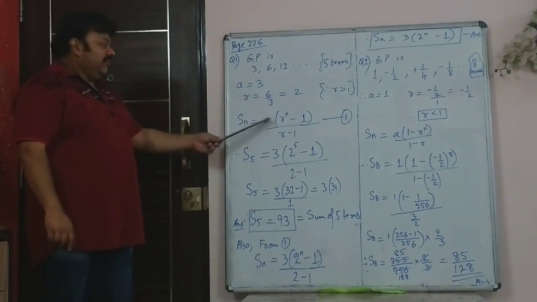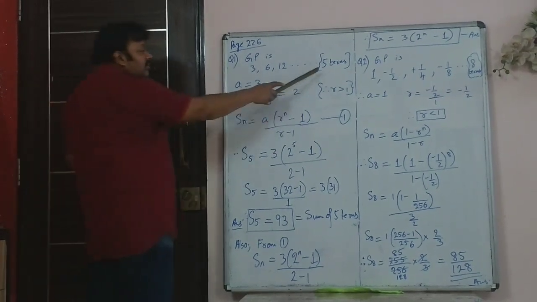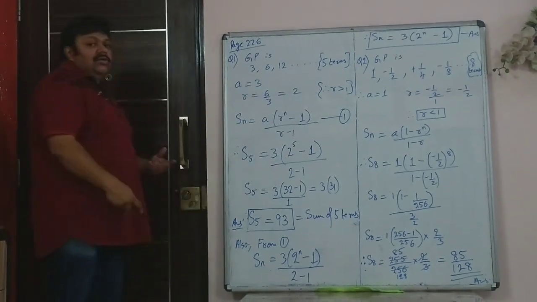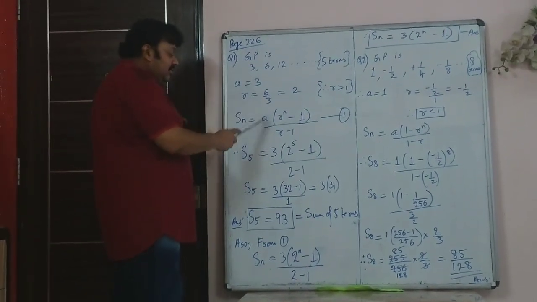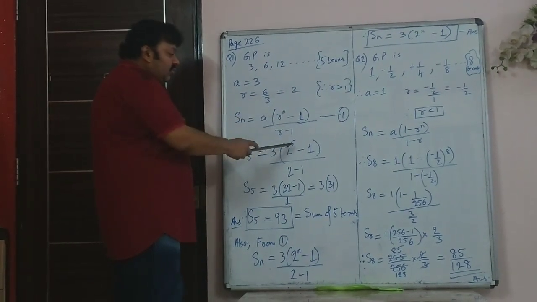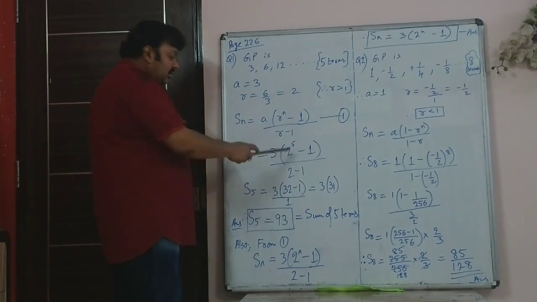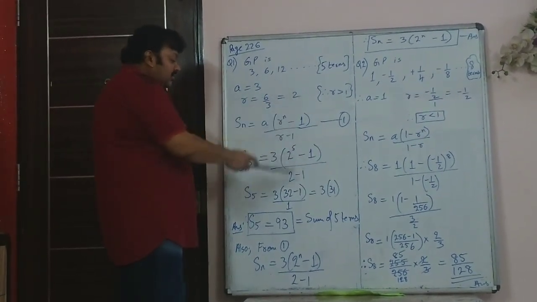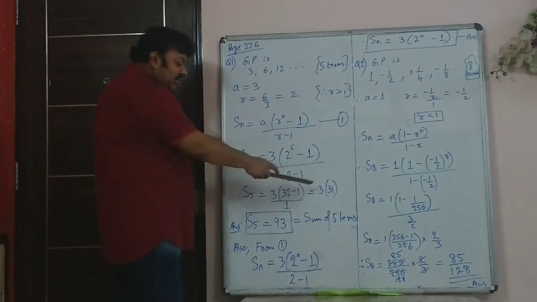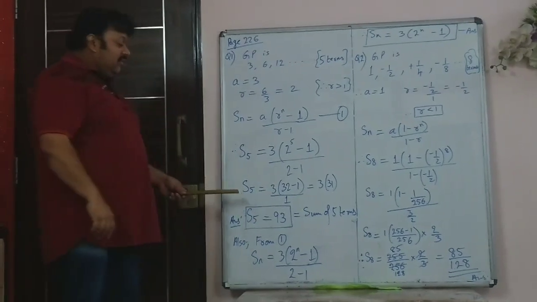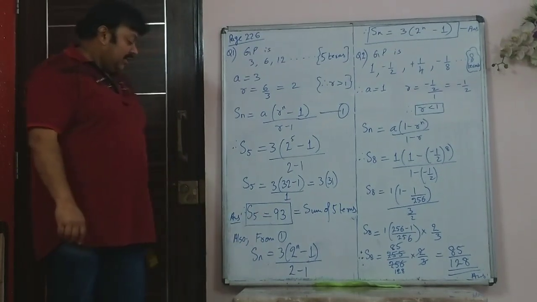Sn is A into R raised to n minus 1 upon R minus 1. Now your n is 5 because you have to take the sum of 5 terms. So S5 is A, which is 3, R is 2, raised to n, which is 5, minus 1, upon R minus 1, which is 2 minus 1. So 32 minus 1 upon 1. So the sum of 5 terms is 93. That is the sum of 5 terms. That is one of the answers.